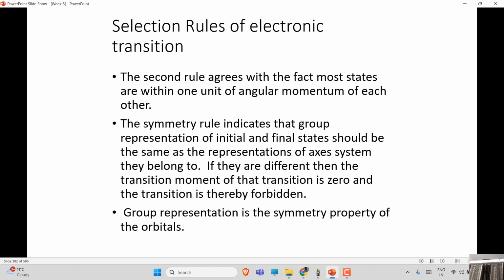Now, the selection rules of electron transition: the second rule agrees with the fact that most states are within 1 unit of angular momentum of each other, and the symmetry rule indicates that the group representation of initial and final states should be the same as the representations of the axis systems they belong to. If they are different, then the transition moment of that transition is 0 and the transition is thereby forbidden. So group representation is the symmetry property of the orbitals.